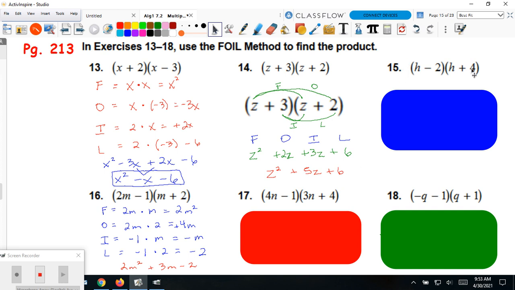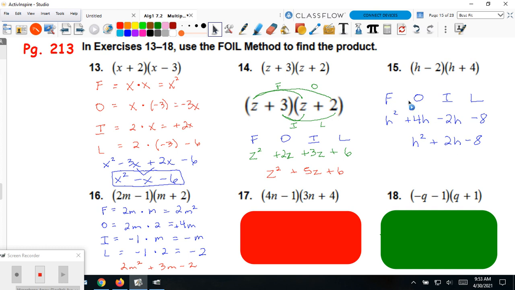All right, for 15 with the letter h as our variable, here's what we should see. Your FOIL here, and you can see your F would be multiplying h and h, which is h squared. Outer is 4 times h, it's 4h. Inner is negative 2 times h, which is negative 2h. Last one is negative 8. Combine these two middle ones, just take 2 away from 4, it's a positive 2. There's your answer, h squared plus 2h minus 8.